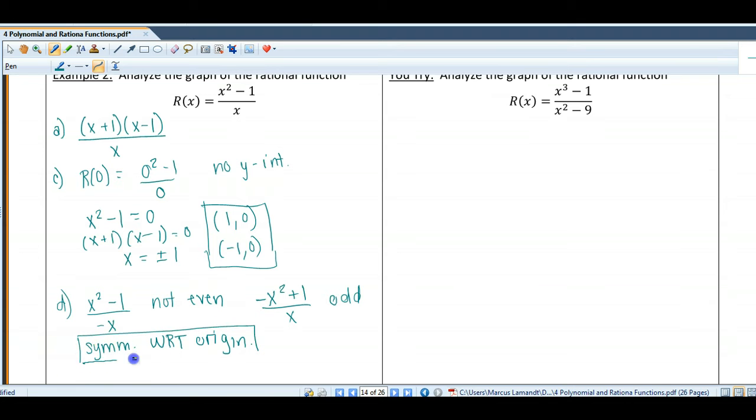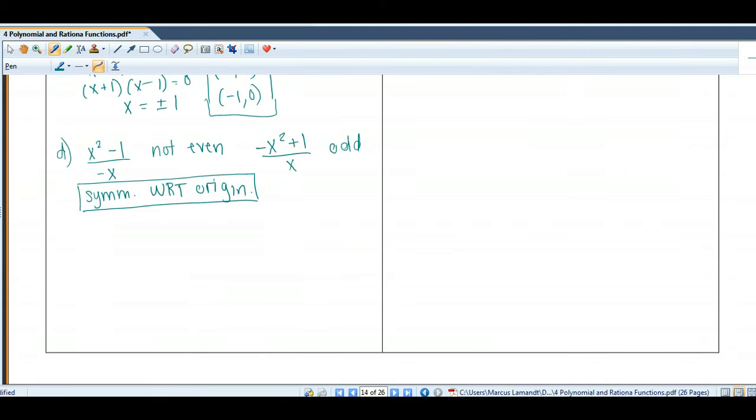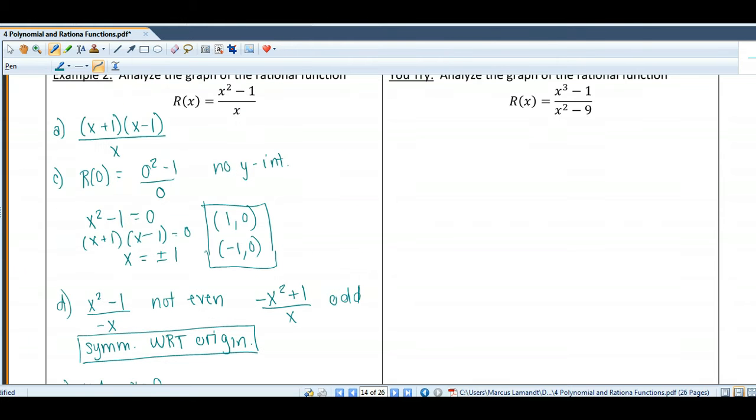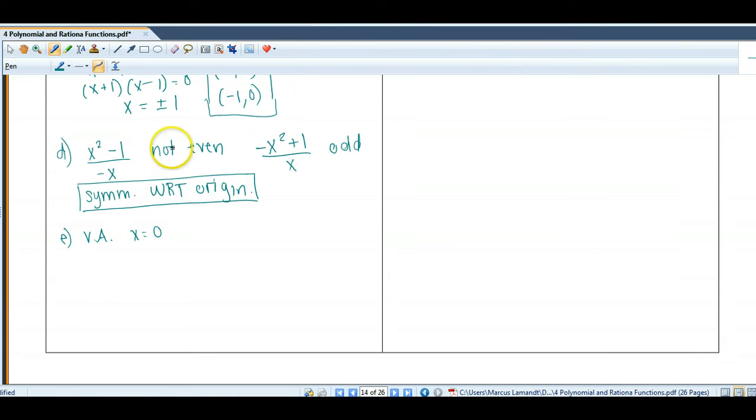Okay, now let's look for asymptotes. We already figured out there's an asymptote at 0, because when the bottom equals 0, x equals 0. Vertical asymptote, x equals 0. For the horizontal asymptotes, the top is 1 more than the bottom. Okay? Now, hopefully you remember that that means there is an oblique asymptote.